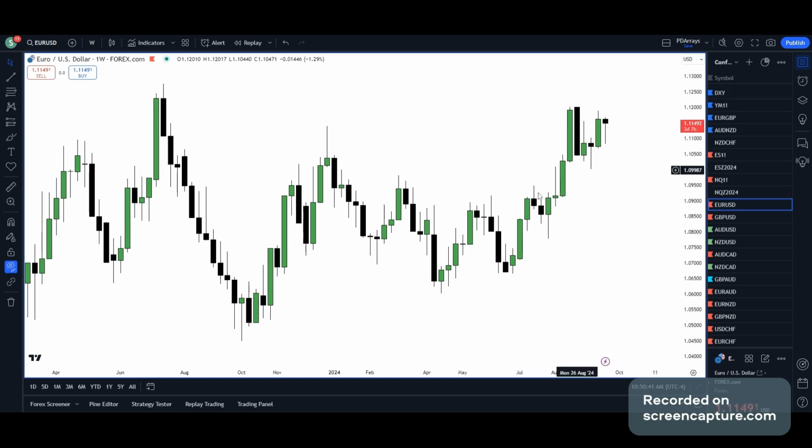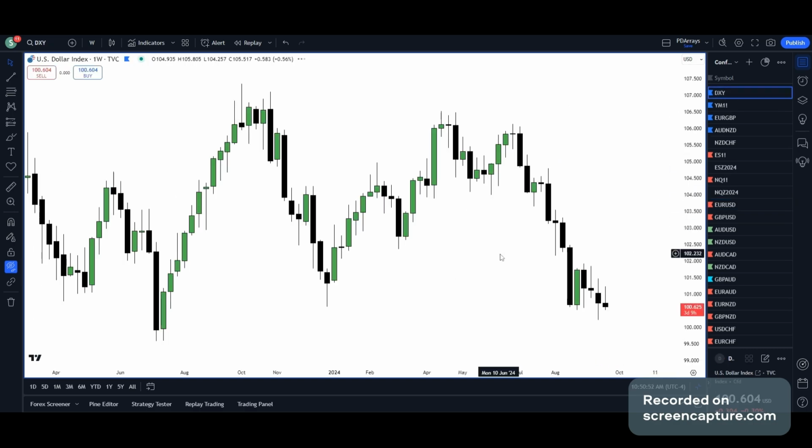Okay, and so for intermarket analysis, I was also using the dollar chart, and I was also using pound dollar chart. Okay, so when I go over to the dollar on a weekly, we can see dollar is trending lower. So since dollar is trending lower, we can expect for euro to be on a buy program or to be trending higher.